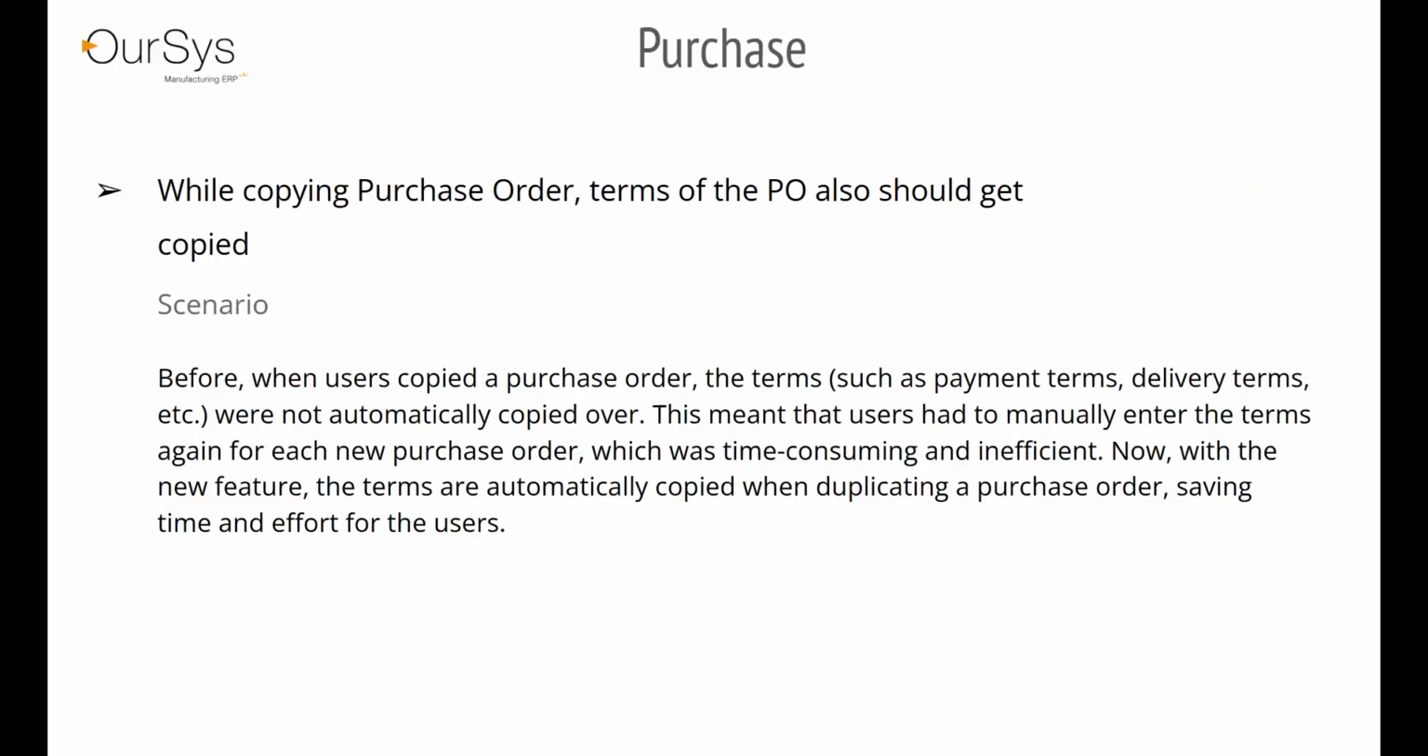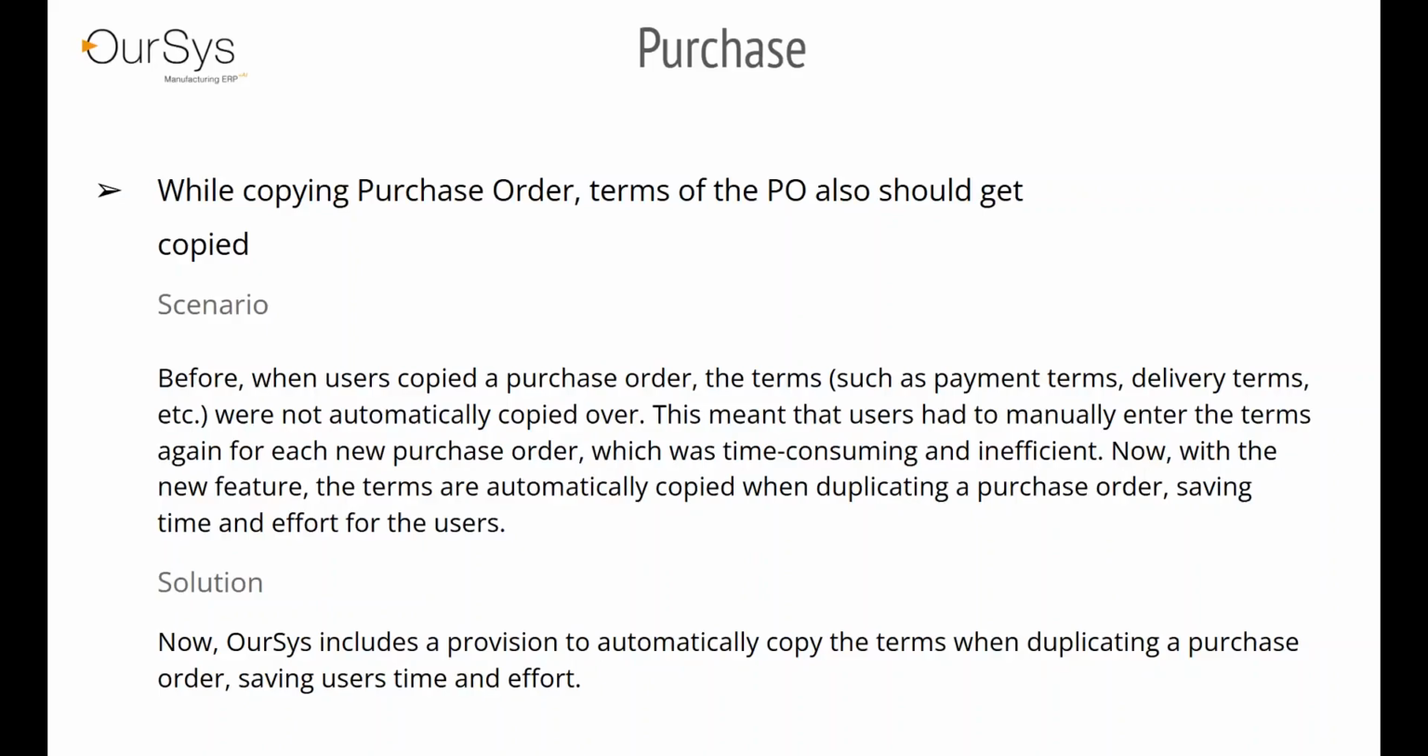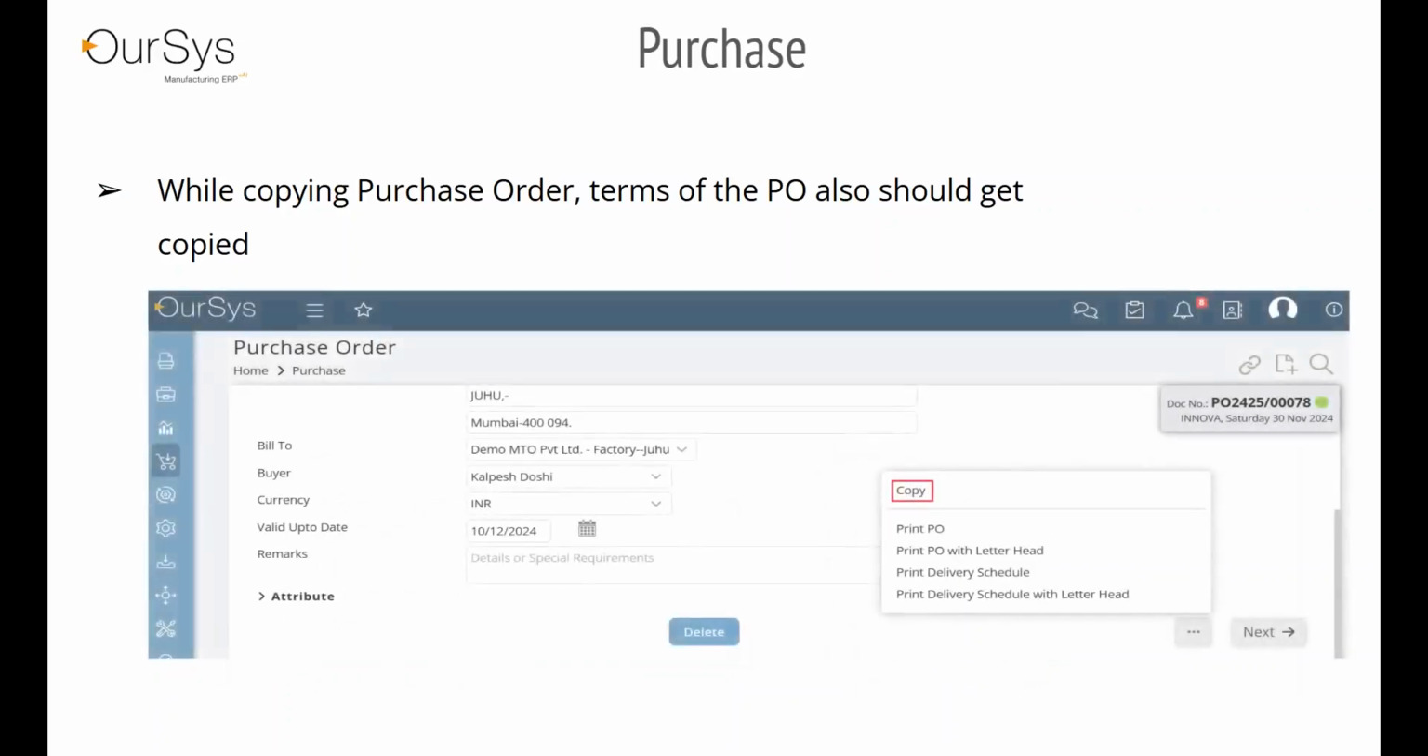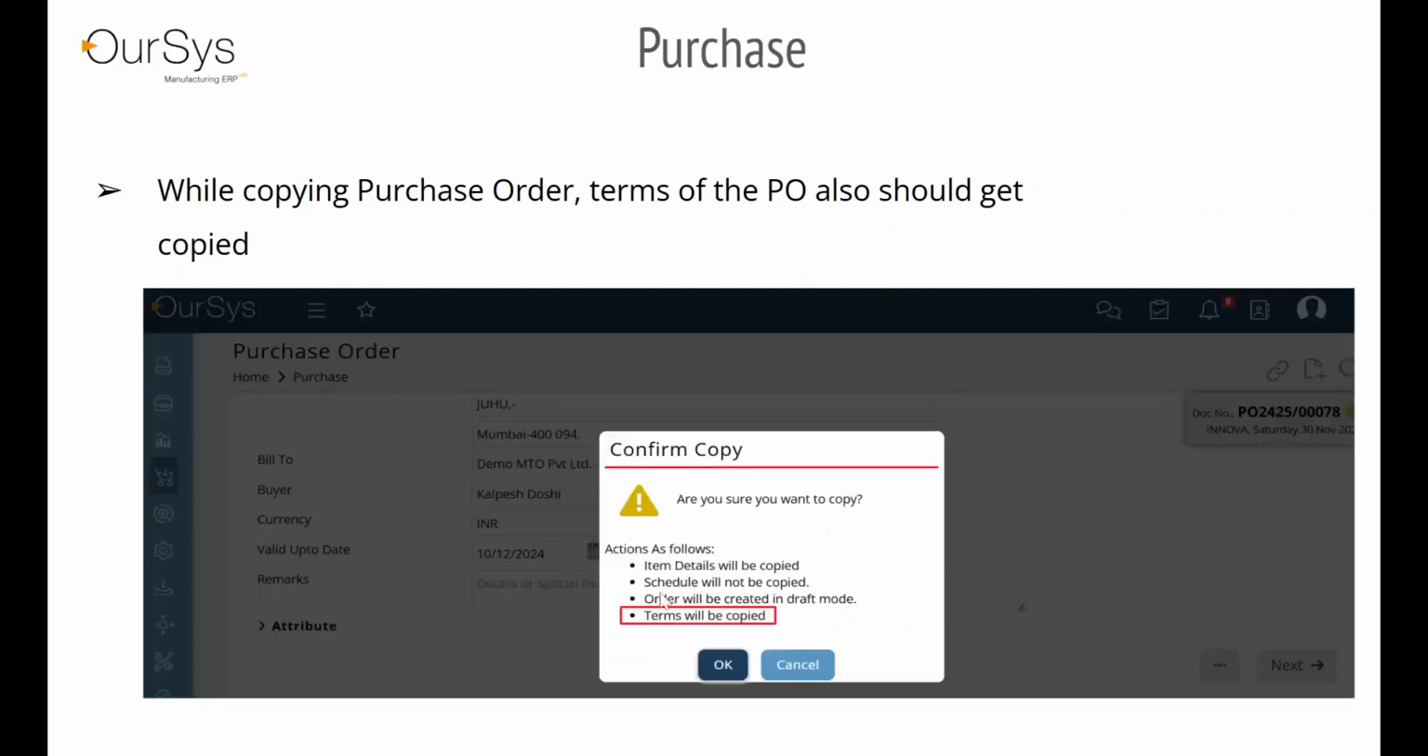For that, we have now made a provision where the system will automatically copy the purchase order terms from the order you are copying the detail from, making it an easier and less time-consuming task. Here you can see in the purchase order, you have the provision to copy the purchase order. An already generated document can be copied. While copying, the system will also copy the terms that have been updated in the purchase order document.